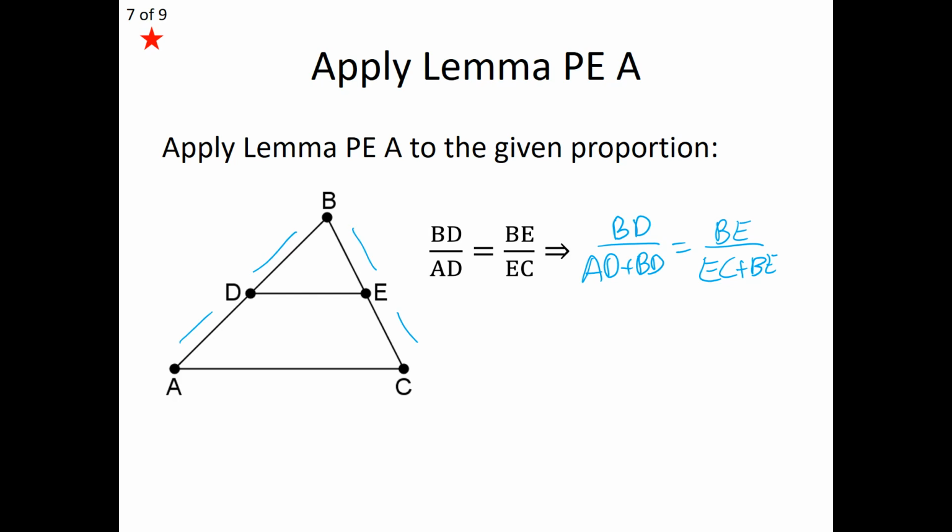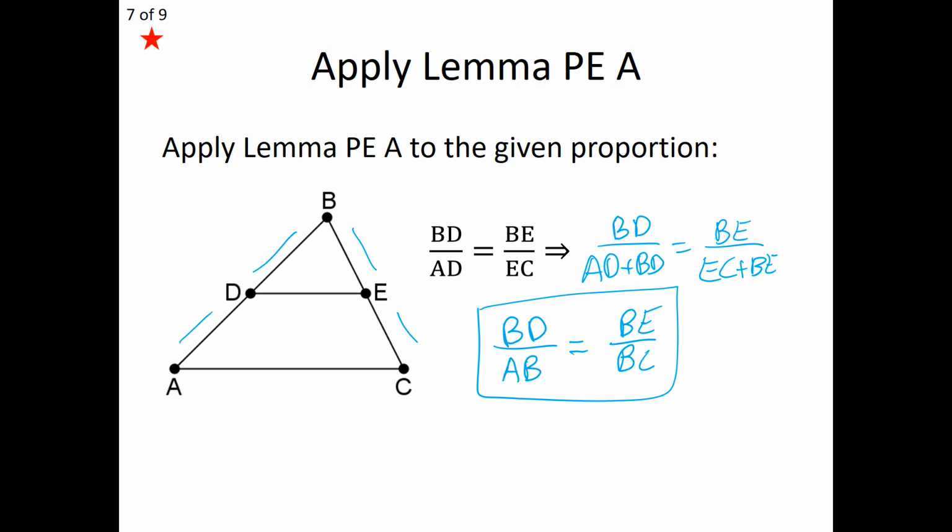So in this case, I can just simply use segment addition postulate. AD plus BD just simplifies to the entire segment AB. So my ratio on the left-hand side is now BD to AB. And the ratio on the right-hand side can simplify. The numerator stays the same, but the denominator I can re-express as EC plus BE. That's really the entire segment BC. So what does this do for us? So we've got this proportion here. Now we know this proportion to be true, right? We just proved it with what we've been given and applying our lemma proportion entailment A.